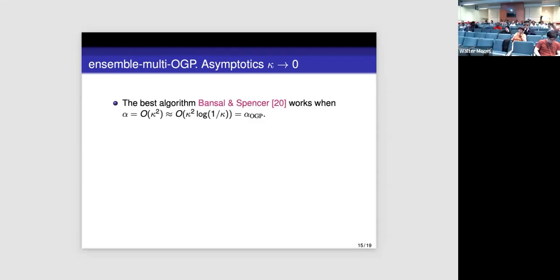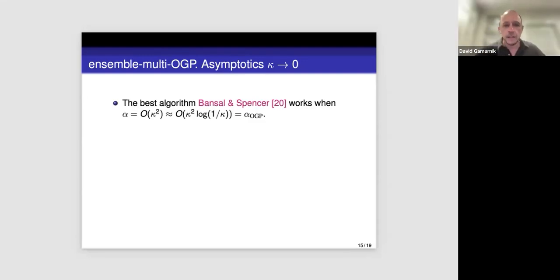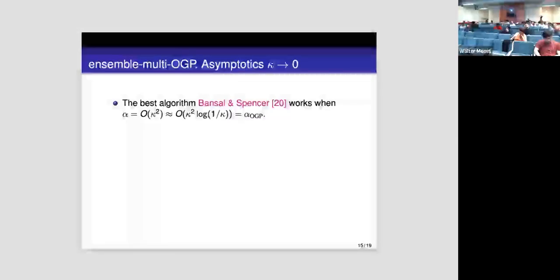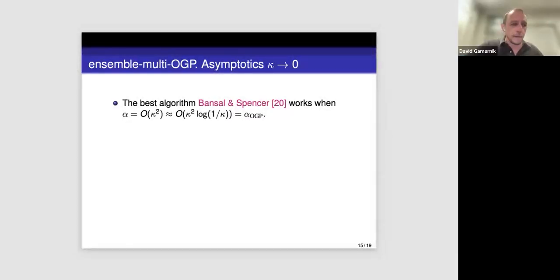Well, here's where something interesting happens. The best of these 2 algorithms happens to be Bansal and Spencer, and you can work out up to what threshold of alpha it works. It works up to pretty much the threshold I've just shared with you, kappa squared, and this threshold is slightly larger, kappa squared log 1 over kappa. The satisfiability threshold is way larger. It's more like 1 over log of 1 over kappa.